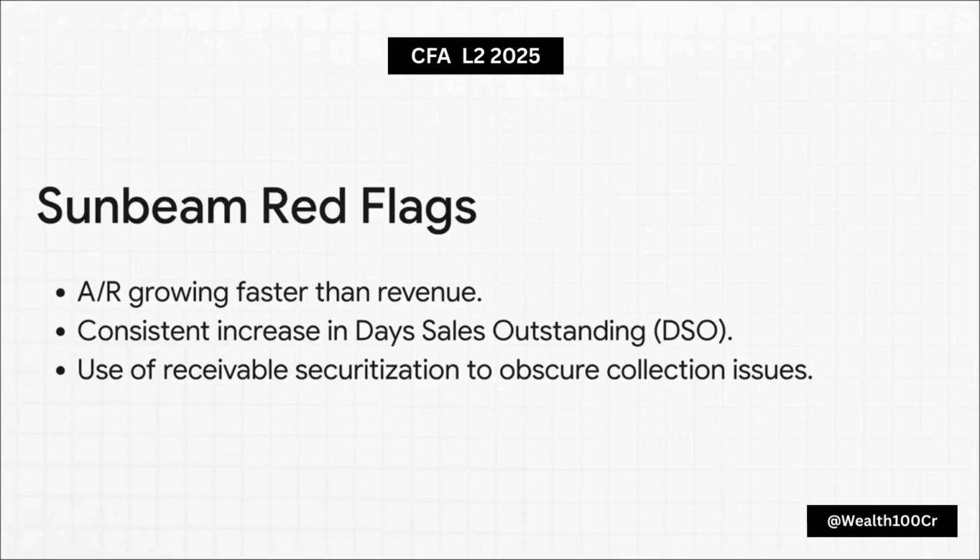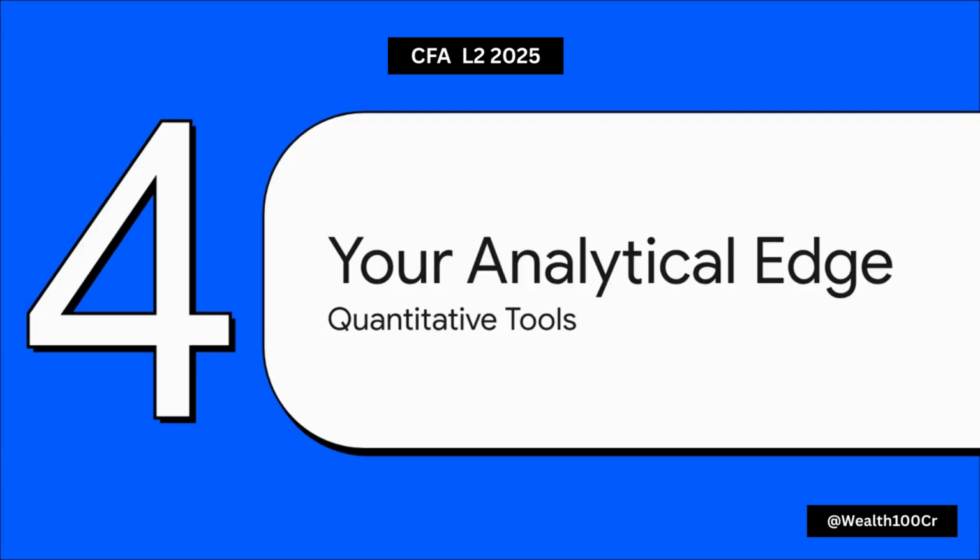So the Sunbeam disaster gives us a fantastic checklist of red flags. When you see receivables growing way faster than revenue, and DSO is creeping up quarter after quarter, you have to start digging. And always read the footnotes. It turned out Sunbeam was selling its receivables to other companies to hide its collection problems and make its cash flow look better than it was. Spotting those qualitative red flags is a vital skill.